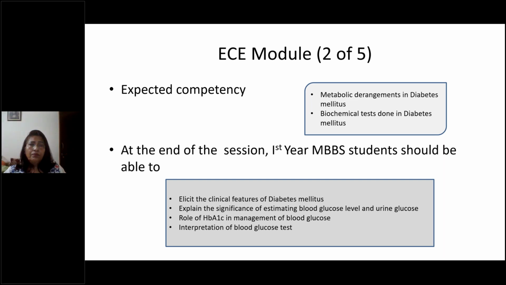So the expected competency is metabolic derangements in diabetes mellitus and the biochemical tests done in diabetes mellitus. At the end of the session, a first year MBBS student should be able to elicit the clinical features of diabetes mellitus, explain the significance of estimating blood glucose level and urine glucose, and the role of glycated hemoglobin in management of blood glucose and interpretation of blood glucose tests.